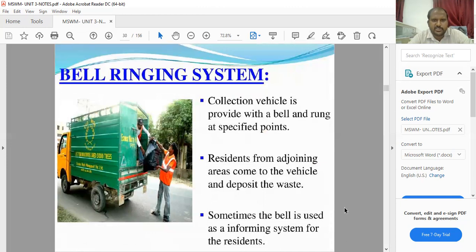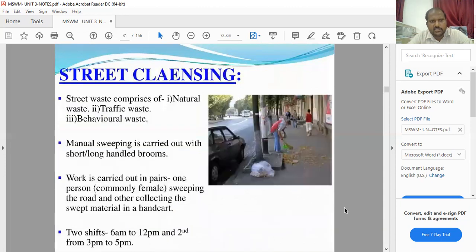This is the bell ringing system. Collection vehicles are provided with a bell and they run to specified points. The residents from adjoining areas come to the vehicle and deposit the waste. Sometimes the bell is also used as an informing system for residents. Street cleaning and street waste comprise natural waste, traffic waste, and behavioral waste.